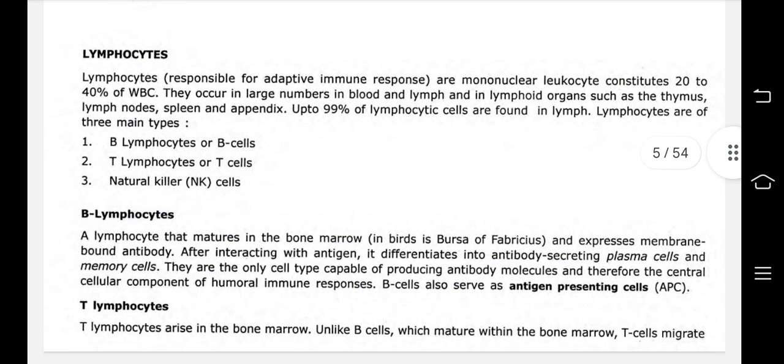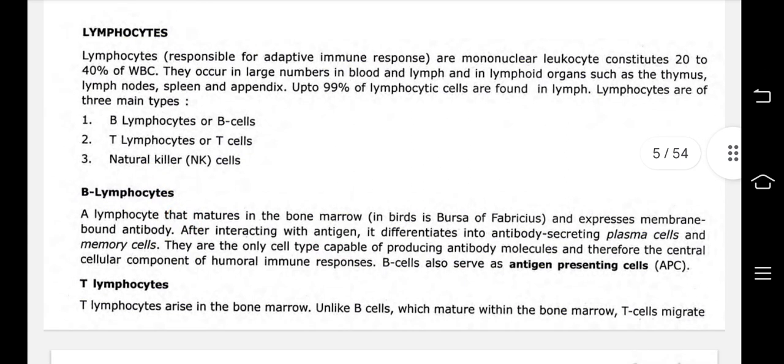First one is lymphocytes. Lymphocytes are responsible for the adaptive immune response. They are mononuclear leukocytes that constitute 20 to 40% of WBC. They occur in large numbers in blood and lymph and in lymphoid organs such as the thymus, lymph nodes, spleen, and appendix. Up to 99% of lymphocytic cells are found in lymph.